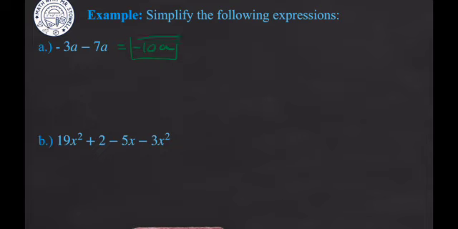For this part B, notice we have 2 of them with x squares. It's nice that addition is commutative, so we can put those together. 19 minus 3 is going to end up with 16x squared. Notice this 2, there's nothing else without variables. This negative 5x, there's no other just x. So this would be minus 5x, and then we go plus 2.